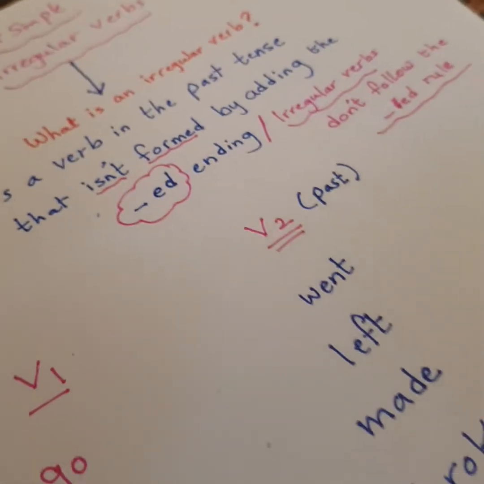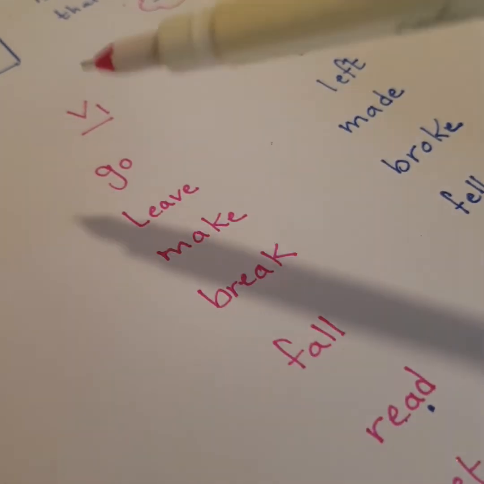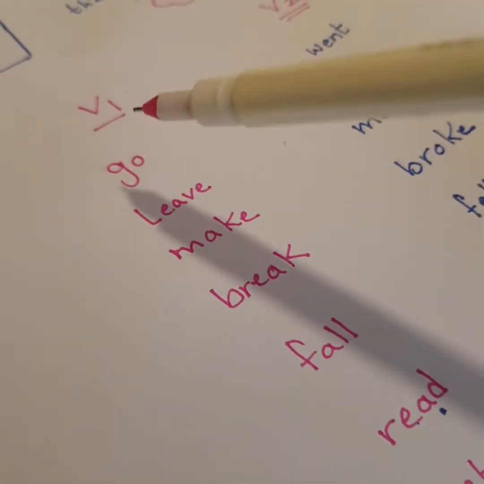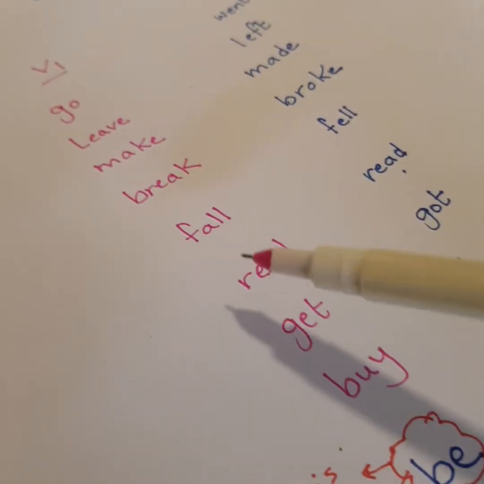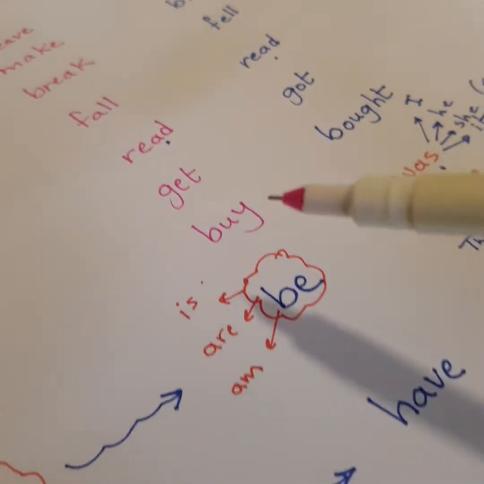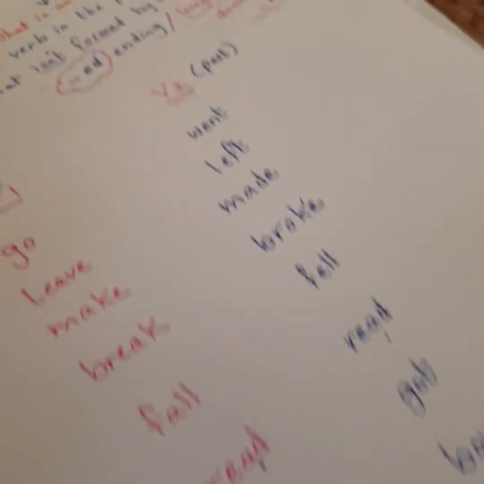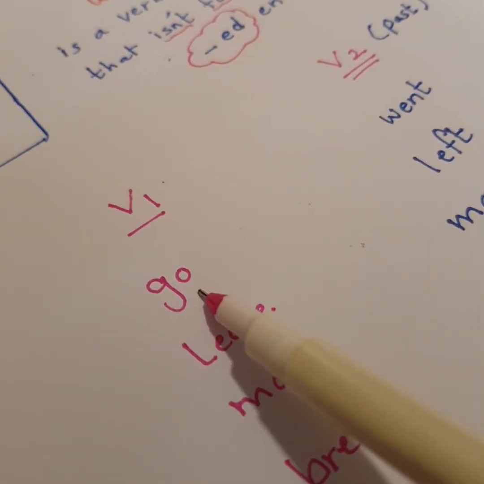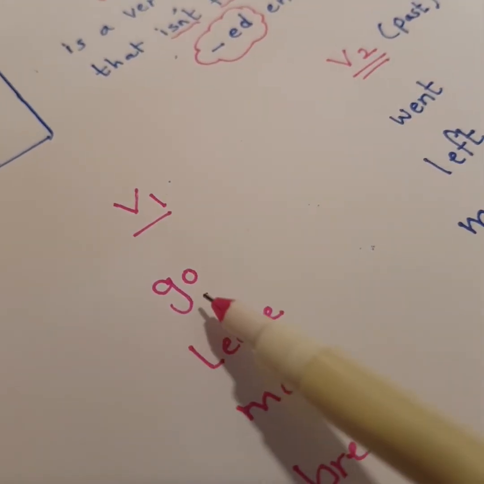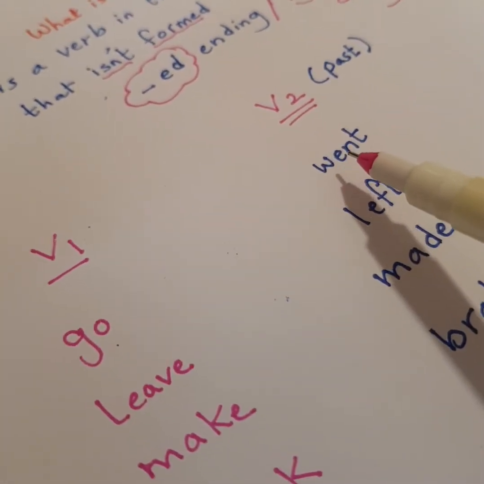Okay. Let's see some examples. We have verb 1: go, leave, make, break, fall, read, get, buy, and we have the verb to be and the verb to have. So go in the present means يذهب. In the past it becomes went.